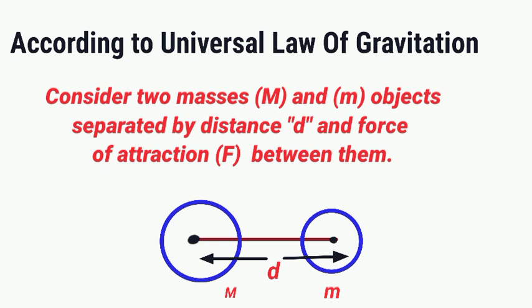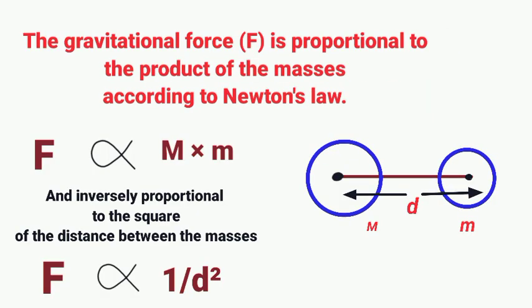Here consider two masses, capital M and small m. These are the two objects separated by a distance d. Then there is a force of attraction F between them. So the gravitational force F is proportional to the product of the masses according to Newton's law. So here F is proportional to the masses, capital M and small m.